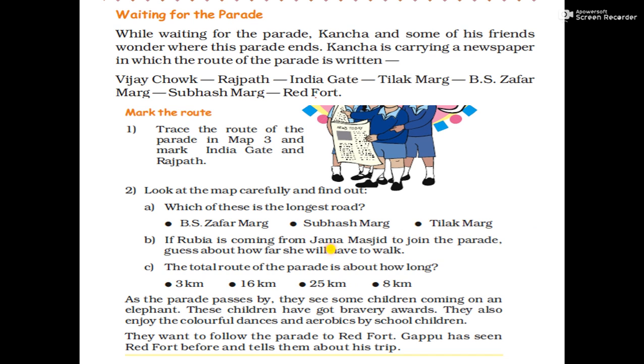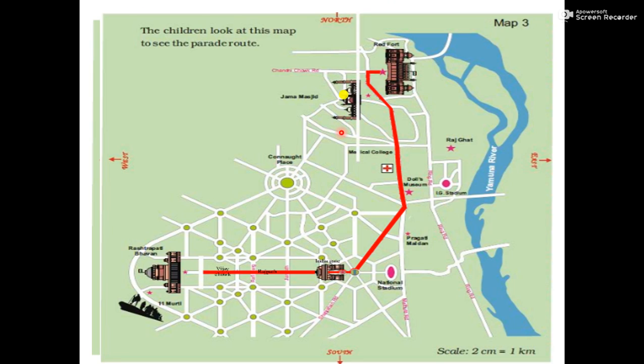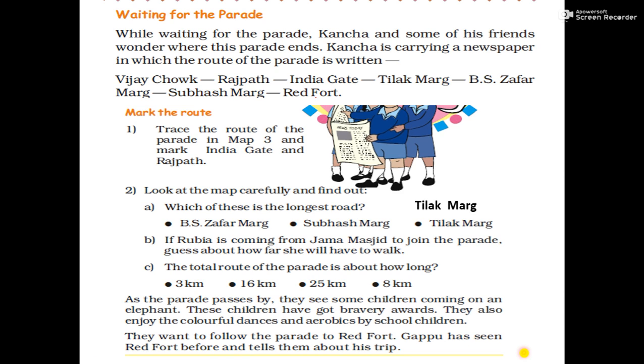If Rubia is coming from Jama Masjid to join the parade, guess about how far she will have to walk. We have to see how much distance it is. It is 1 centimeter. If we measure with the scale, 2 centimeter is equal to 1 kilometer, so 1 centimeter will be half of it. That means half kilometer, which is 500 meter.